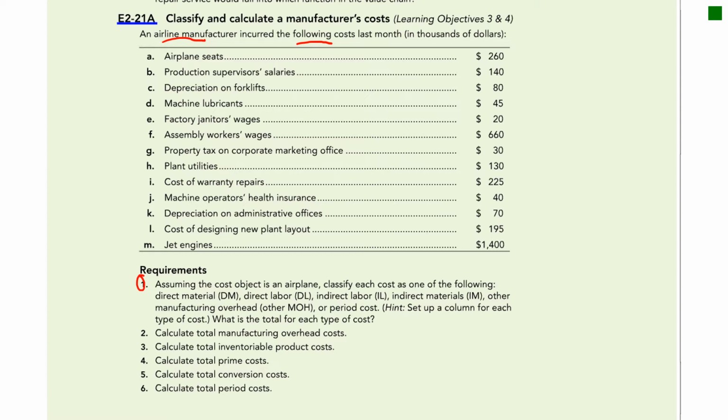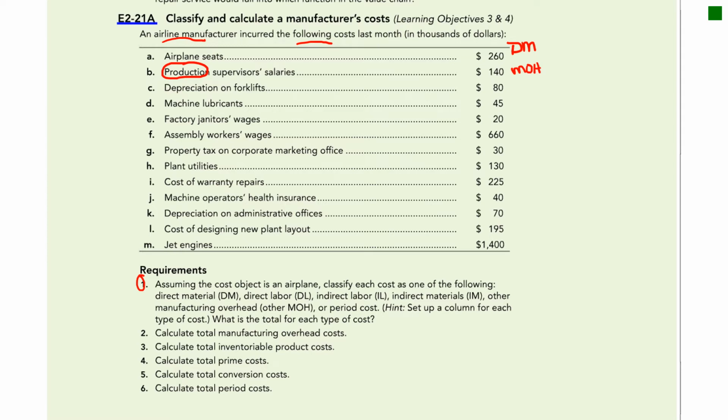So let's start with airplane seats. If you think about it, airplane seats going to an airplane, that's going to be a direct material type of cost. That's a product cost. Part B, production supervisor salaries. The fact that it says production, that's the key. Production, that's in the factory. That's going to be part of overhead. So whether you want to say it's not really indirect labor, it's going to be other types of overhead, but I'm just going to say that's basically MOH, that's manufacturing overhead.